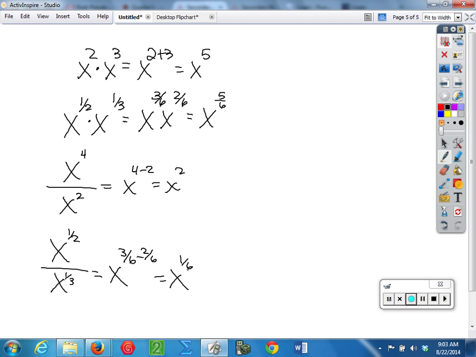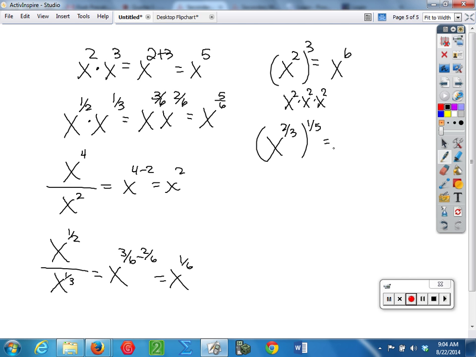And then what is the rule? Here, let me show you guys. If you have this, what's the rule? Do you remember? Because this means x squared times itself 3 times. That's what that means, right? So there's 2, 4, 6. So you got to remember this means multiply. So if I have x to the 2/3 raised to the 1/5, I just have to multiply those fractions. And then how do you multiply fractions? Multiply the top, multiply the bottom.